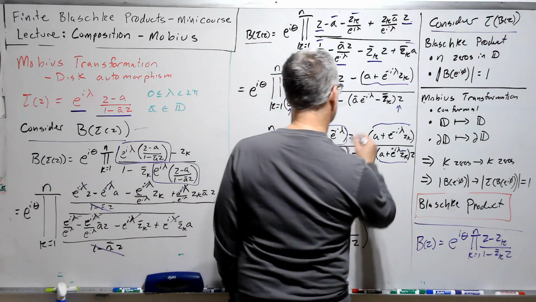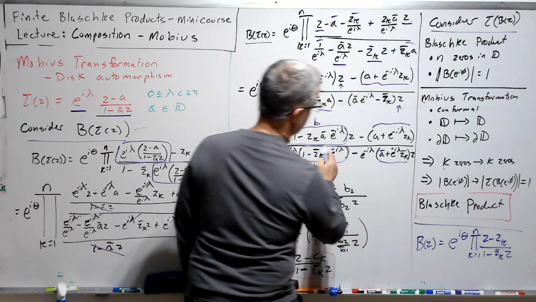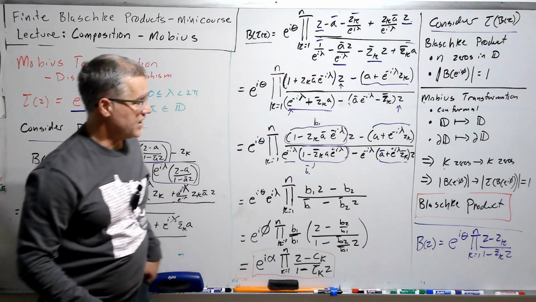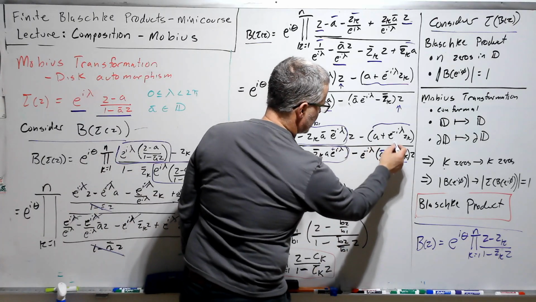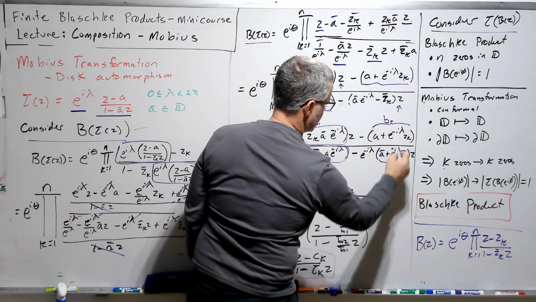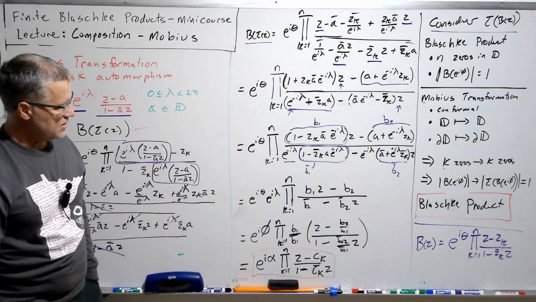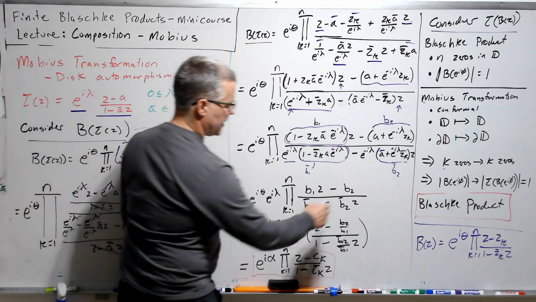So let's see. I think I have, yep, I made a mistake here. This A and this Z are down here. So I had two mistakes there. So these are indeed complex conjugates of one another. So let's call that B2 and B2 complex conjugate. So that's being multiplied by Z.